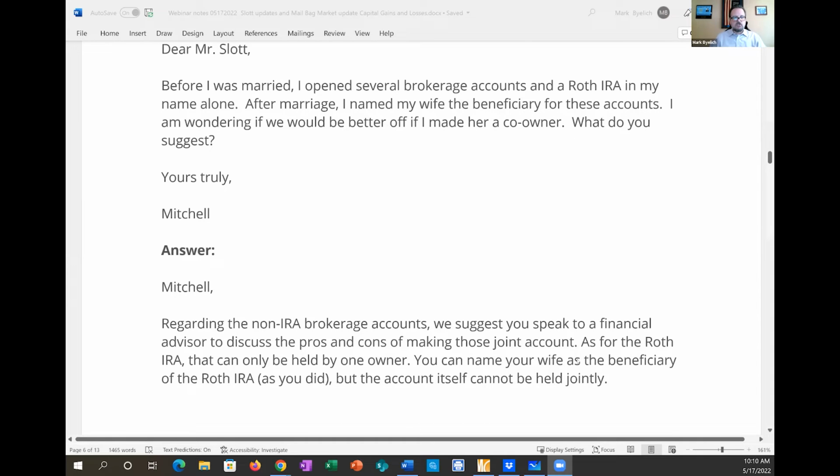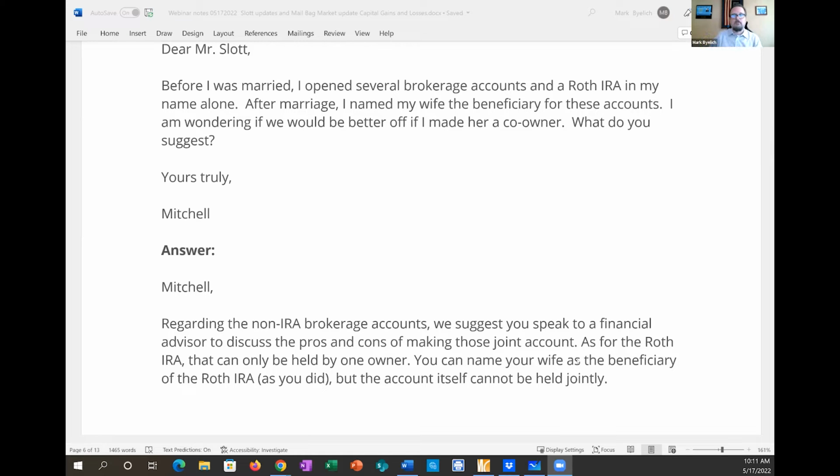So Andy writes, Mitchell, regarding the non-IRA brokerage accounts, we suggest you speak to a financial advisor to discuss the pros and cons of making those joint accounts. Of course he can make those joint accounts if he wants to. There are some ownership pros and cons to it that should be reviewed. As for the Roth IRA, however, it can only be held by one owner. It's an individual retirement account, and cannot be a joint account.